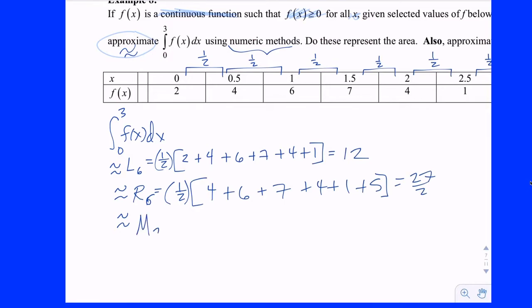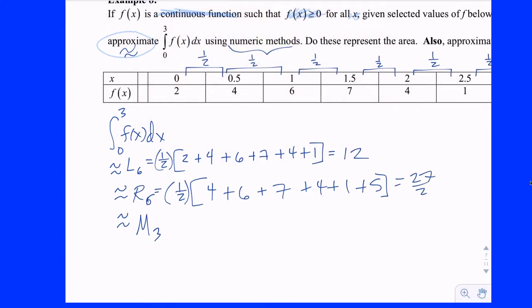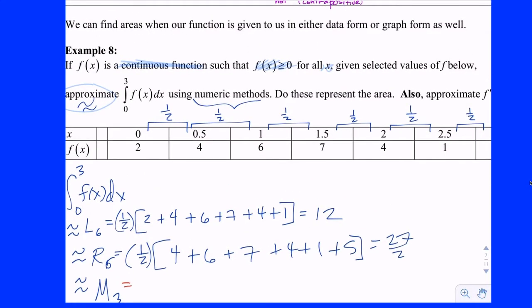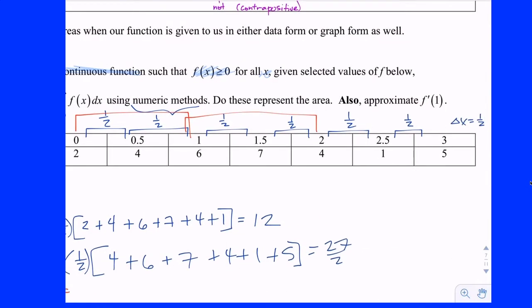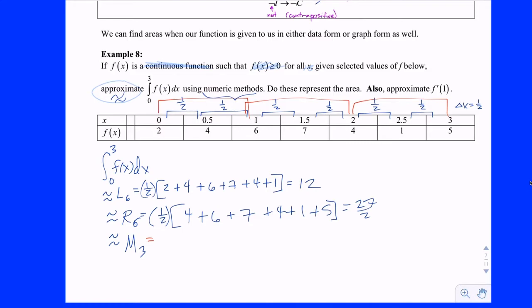Maybe. If I use 3 subintervals for the midpoint, my delta x from 0 to 3, that'd be 3 minus 0 divided by 3 would be 1. I'd have to count by ones, right? I'd go from 0 to 1. I'd go from 1 to 2. I'd go from 2 to 3. And I might be able to pull that off because halfway between 0 and 1 is a half, and I know its y value. And halfway between 1 and 2 is 1.5, and I know its y value. And halfway between 2 and 3 is 2.5, and I know its y value.